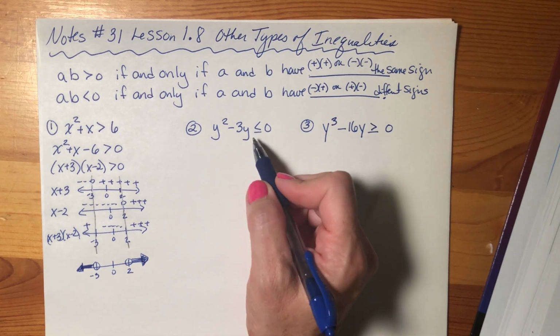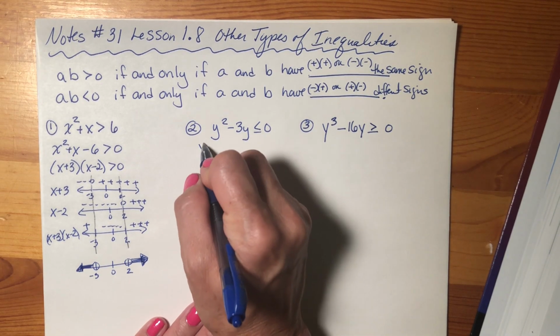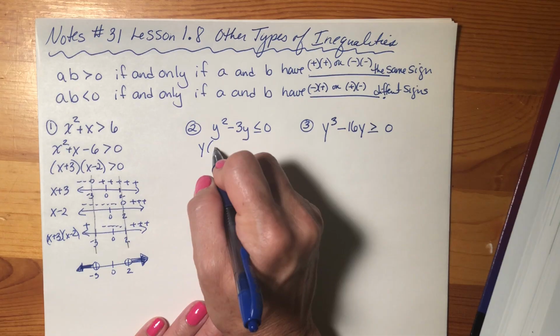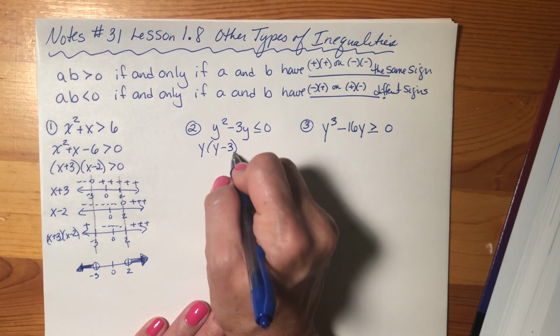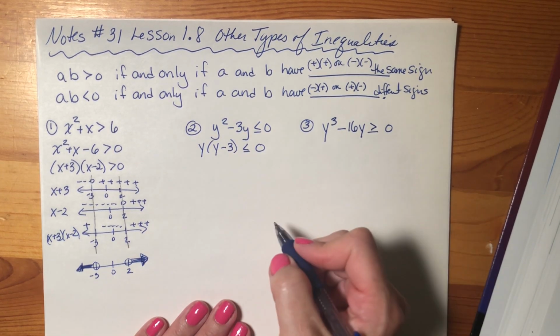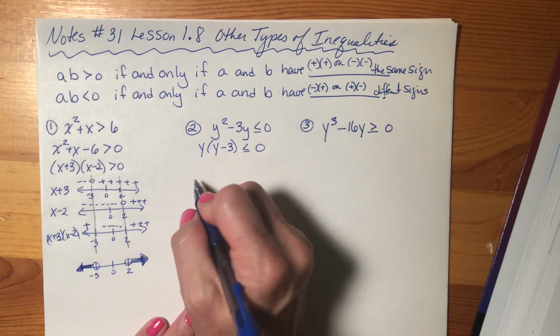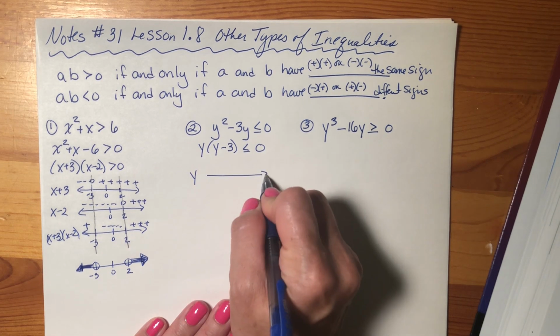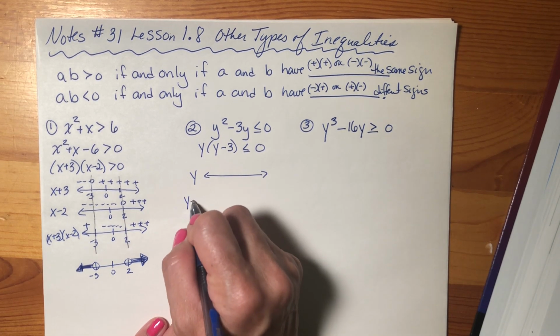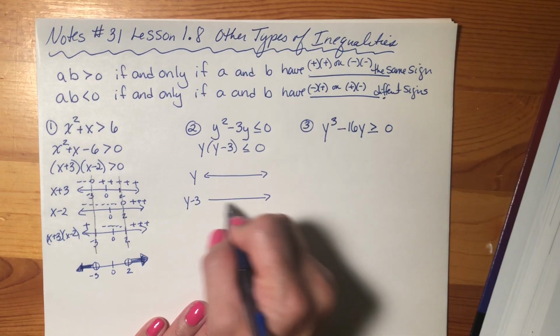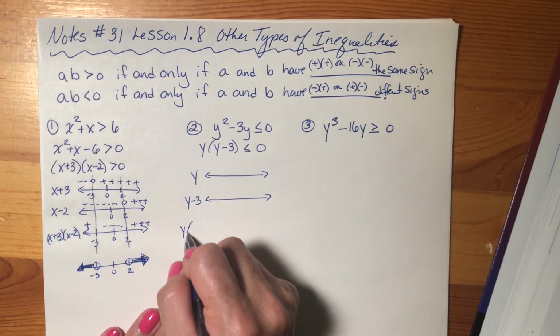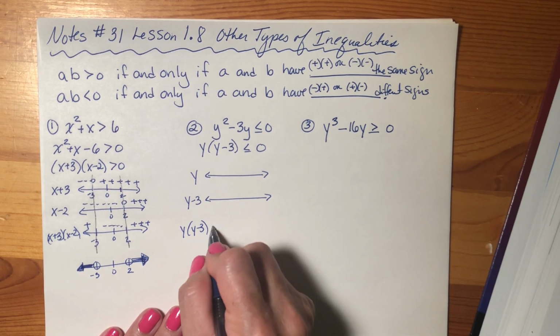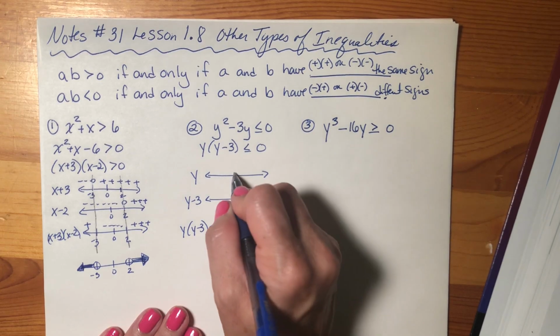Here I am in number 2. Right away, I'm thinking of factoring. GCF: y times the quantity y minus 3 is less than or equal to 0. And I have 2 factors. So real quick, I'm going to draw 2 number lines. Again, being real neat. All right, and then the product, y minus 3. Okay, great.